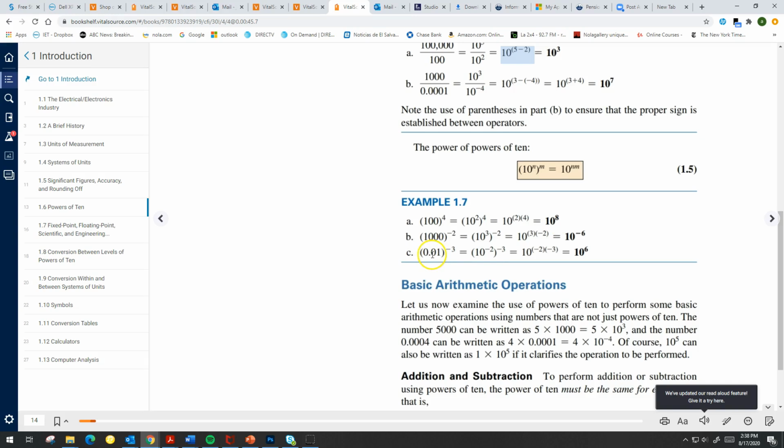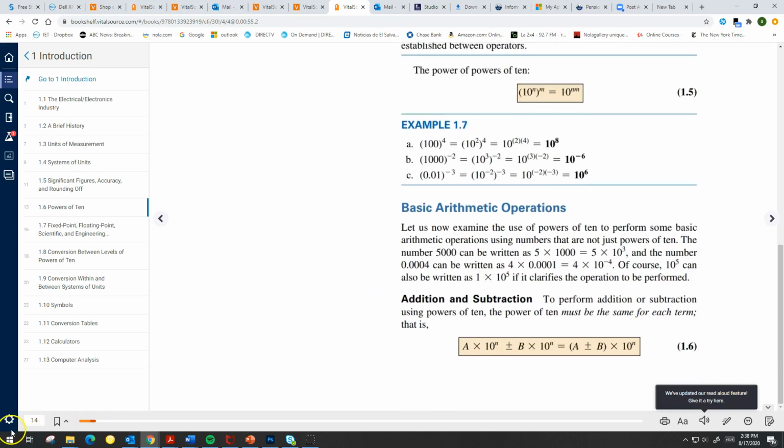0.01 raised to the minus 3. Well, 0.01 is the same as 10 to the minus 2. So I'm raising 10 to the minus 2 to the power of minus 3. And if I follow this rule, it says that I have to multiply the two exponents, keeping, again, the sign conventions, whatever they are. In this case, I'm multiplying minus 2 times minus 3, so the number will become positive 6. Okay?